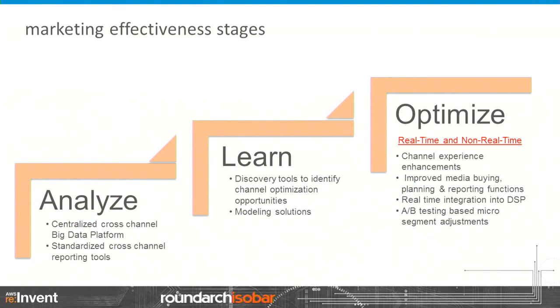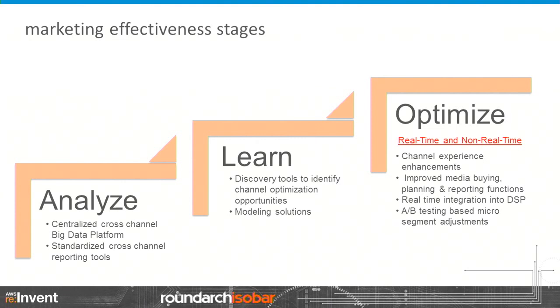We see this effectiveness coming in 3 stages. First stage is analysis. Get all this data together in a big data platform like Redshift, centralize it, and build simple analytics tools that an end user can see easily, or an analyst can see easily. So first stage is analysis.